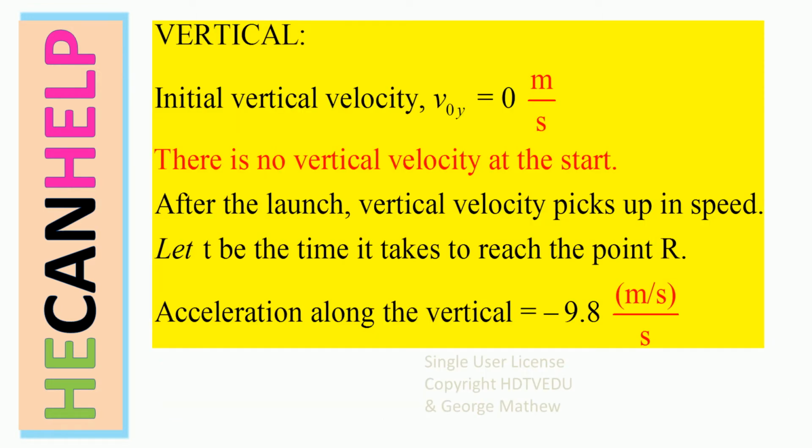Along the vertical, we know that the initial velocity is equal to 0 because we are given the figure. The car is going horizontal initially, so initial vertical velocity is equal to 0. There is no vertical velocity at the start. After the launch, vertical velocity picks up in speed. Let t be the time it takes to reach the point R. Acceleration along the vertical is equal to negative 9.8 meters per second squared.